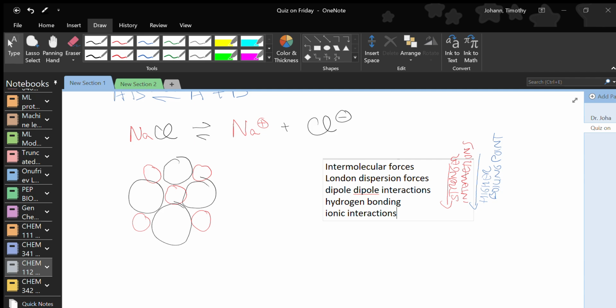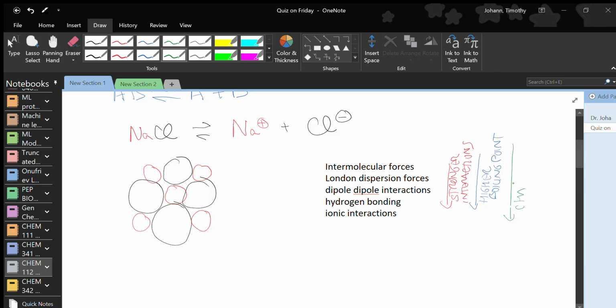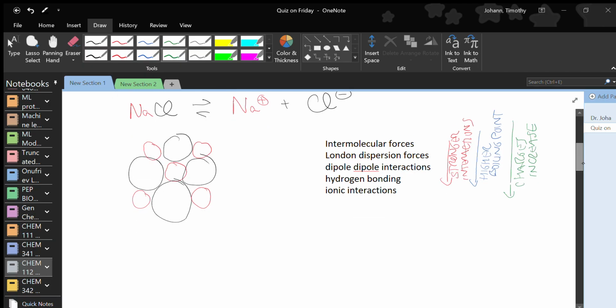So super strong interactions. Let's just remind ourselves that as charges increase, interactions get stronger. And so this concept of increasing charges, we're going to use it and apply it over and over again in chemistry to explain things.